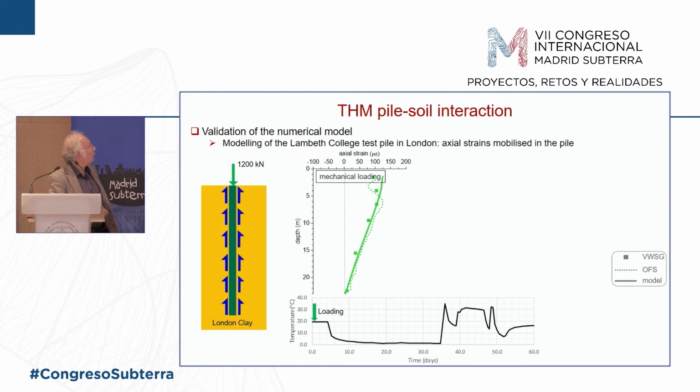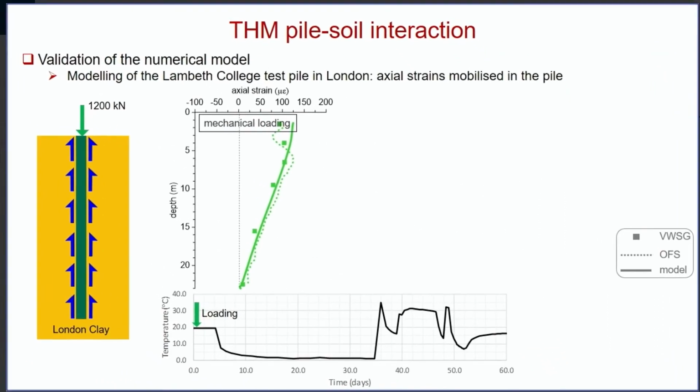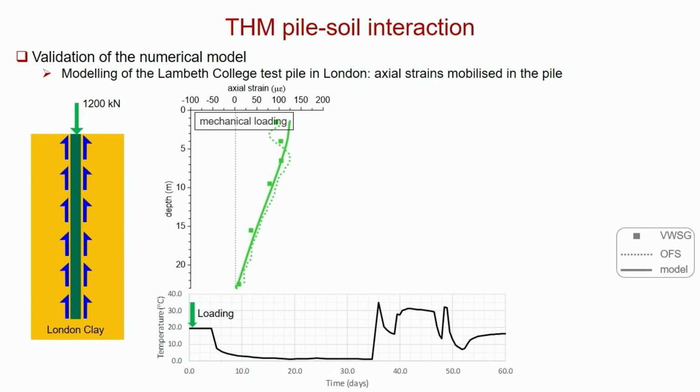This is the load. So this is before they change the temperature in the fluid. This is the vibrating wire strain gauges, and this is the fibre optic measurements. And you can see they quite agree. And this is the numerical prediction of the load distribution, or sorry, the axial strain distribution in the pile, which actually looks like that axial stress distribution.